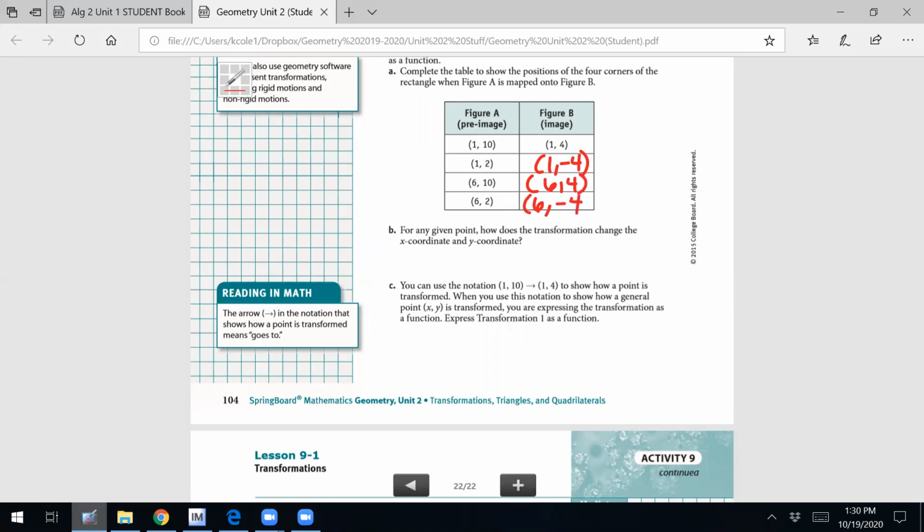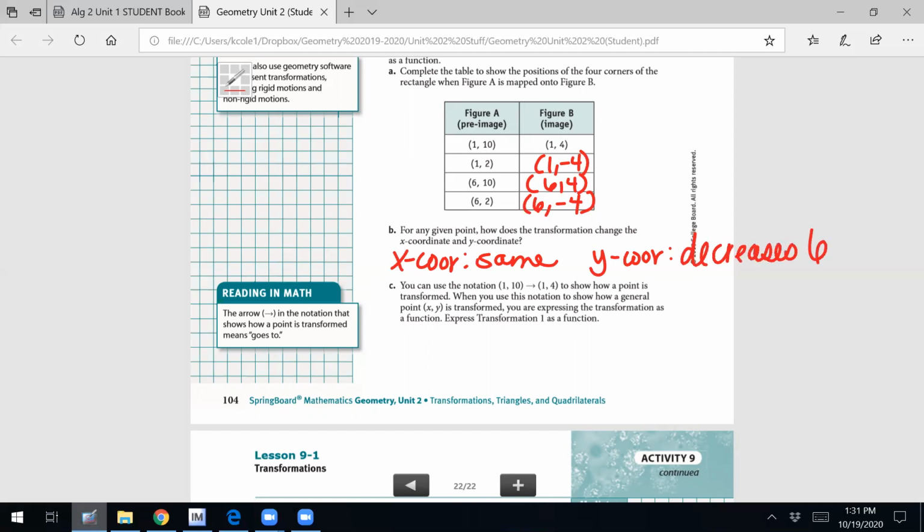Okay, cool. So then it goes on to say for B, for any given point, how does the transformation change the x coordinate and the y coordinate? What happens with our x coordinate? Good, the x coordinate is the same. What happens with the y coordinate? How? Down 6, it decreases 6.